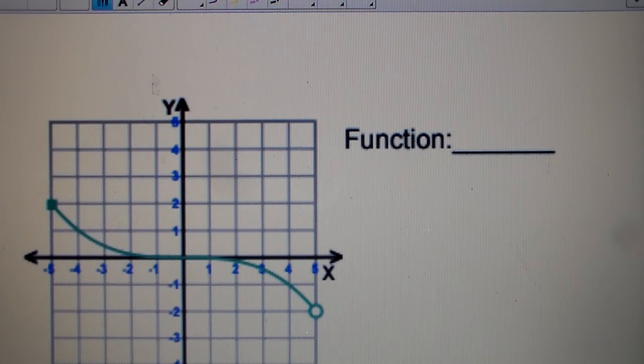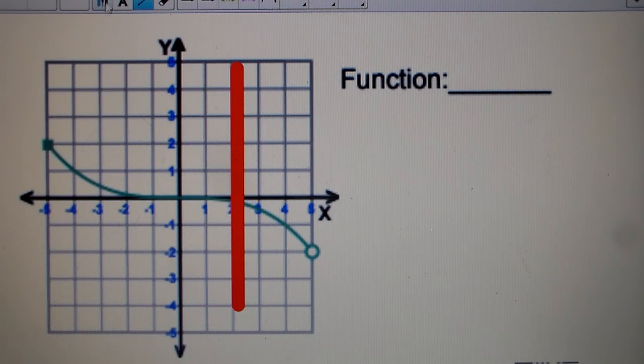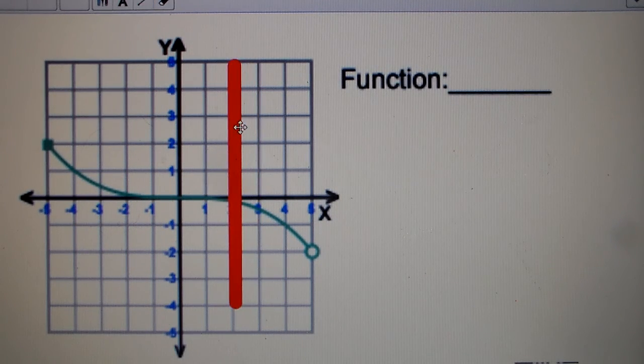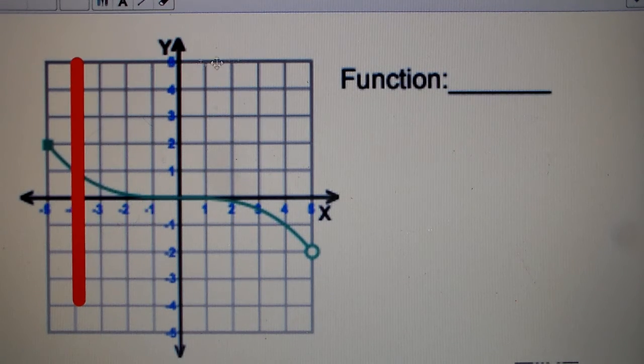Our last one. If something looks like this, it only hits the function once. Once there, once there, once there. So since it only hits once when I do my vertical line test, that means yes, it is a function.